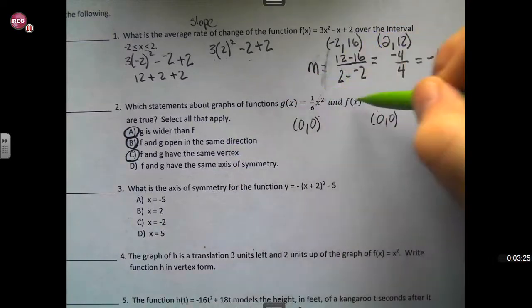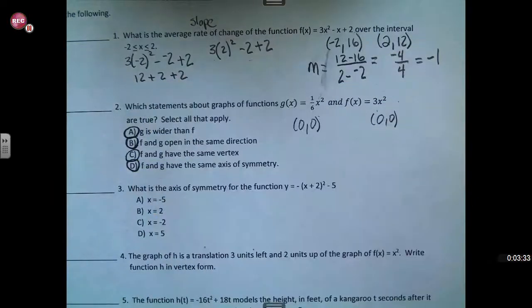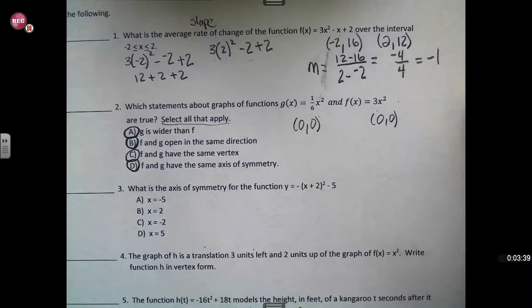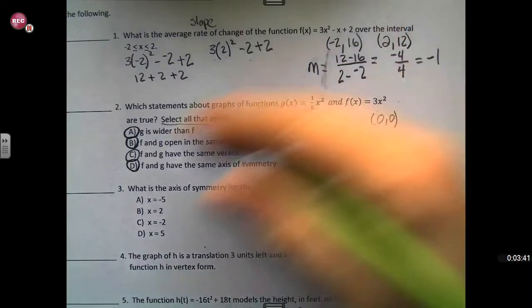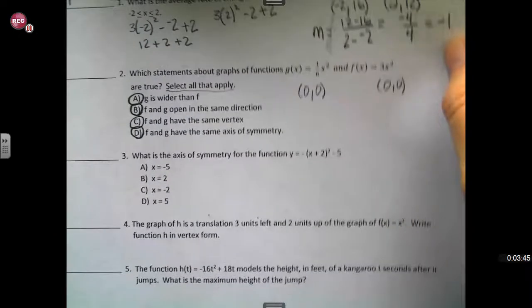So just double checking everything, and remember that whenever it says select all that apply, there's going to be more than one answer. It's odd that there would be all of the answers, but anyway. Moving on to the next question.